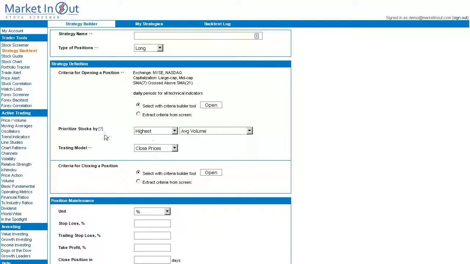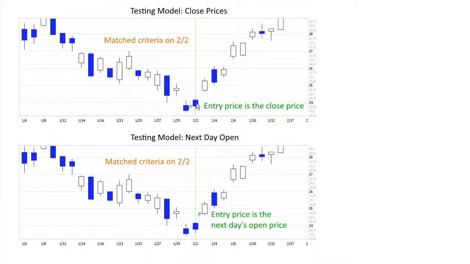Testing model parameters on the Backtest strategy page can be used to specify when a position must be added to the trading portfolio. It provides 2 options: close prices and next day open. If the parameter is set to close prices, the position is being added to the portfolio with entry prices equal to the close price the stock matched the criteria at.